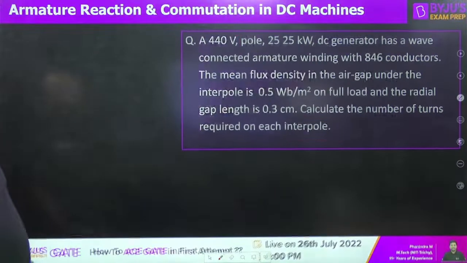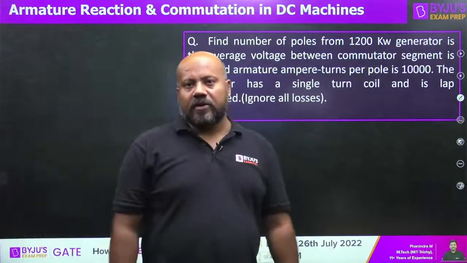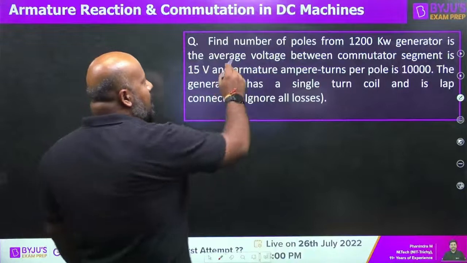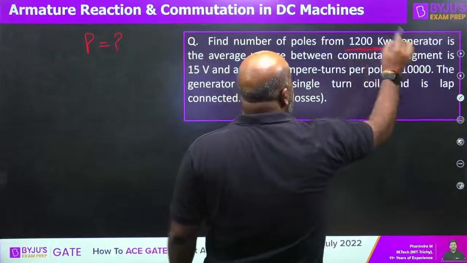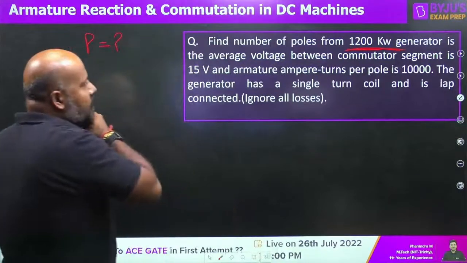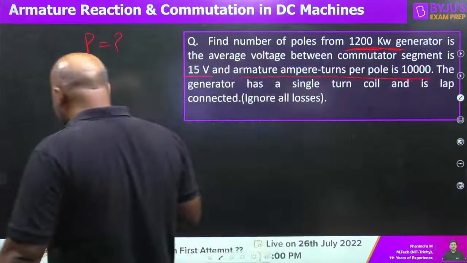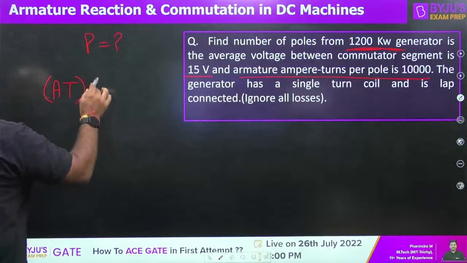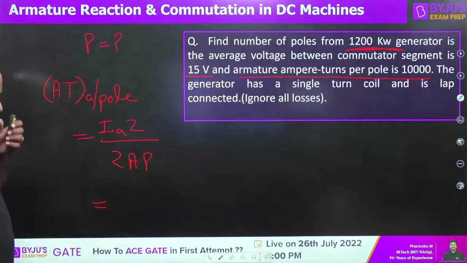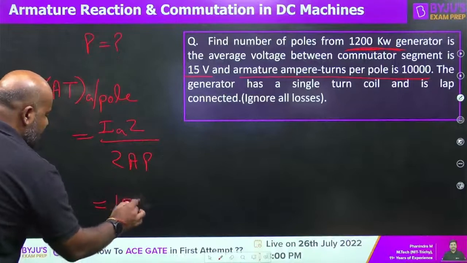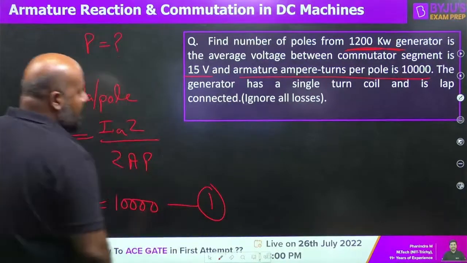Now see, this is a very beautiful and interesting question. It's going to clear a lot of your doubts. Find the number of poles from a 1200 kilowatt generator, so power is mentioned. The average voltage between commutator segments is 15 volts and the armature ampere turn per pole is given as 10,000. What is the formula for armature ampere turn per pole? Yes, we have just seen it is IAZ upon 2AP. So IAZ upon 2AP equals 10,000. You got the first relation, this is equation number 1.